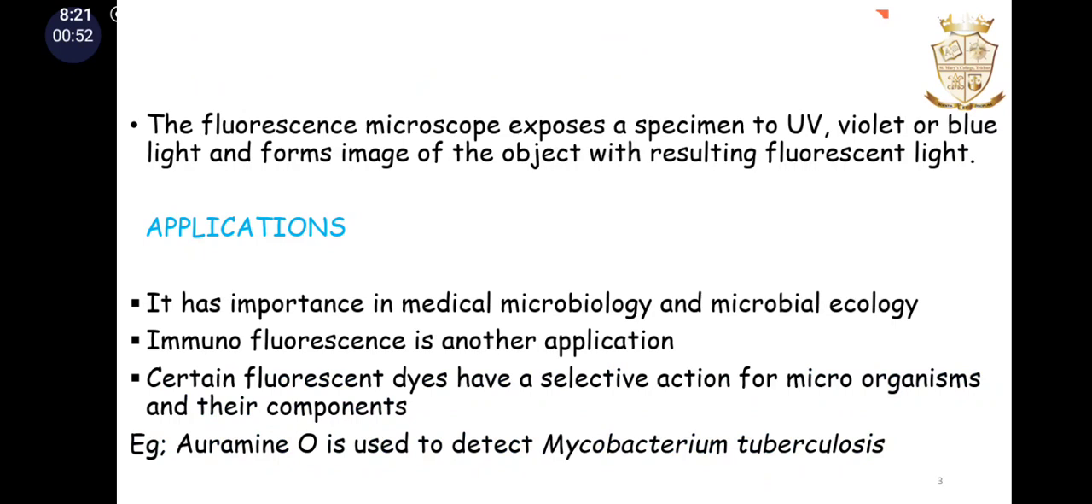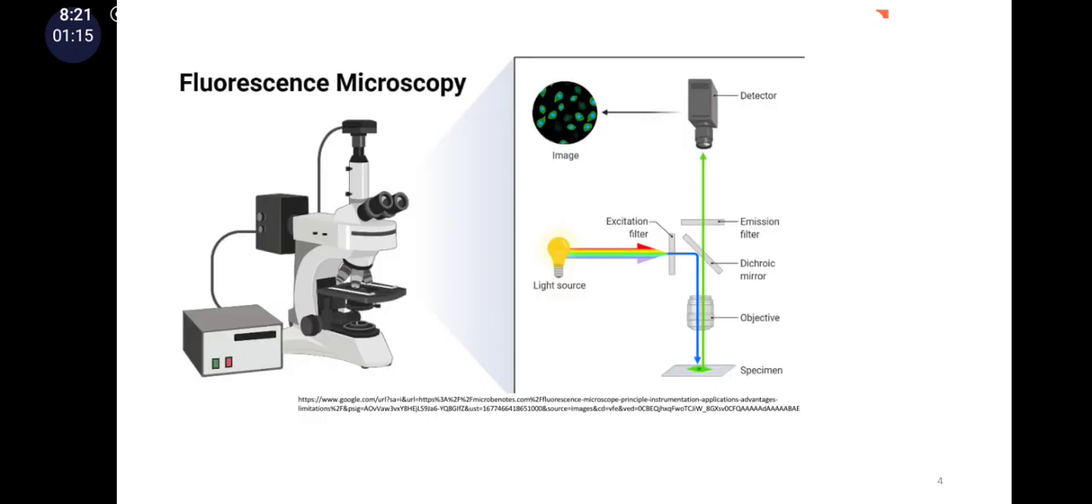lens. Its applications: it has importance in medical microbiology and microbial ecology, and immunofluorescence is another application. Certain fluorescent dyes have a selective action for microorganisms and their components. An example is Auramine O, which is used to detect Mycobacterium tuberculosis. This is the diagrammatic representation of fluorescent microscopy.